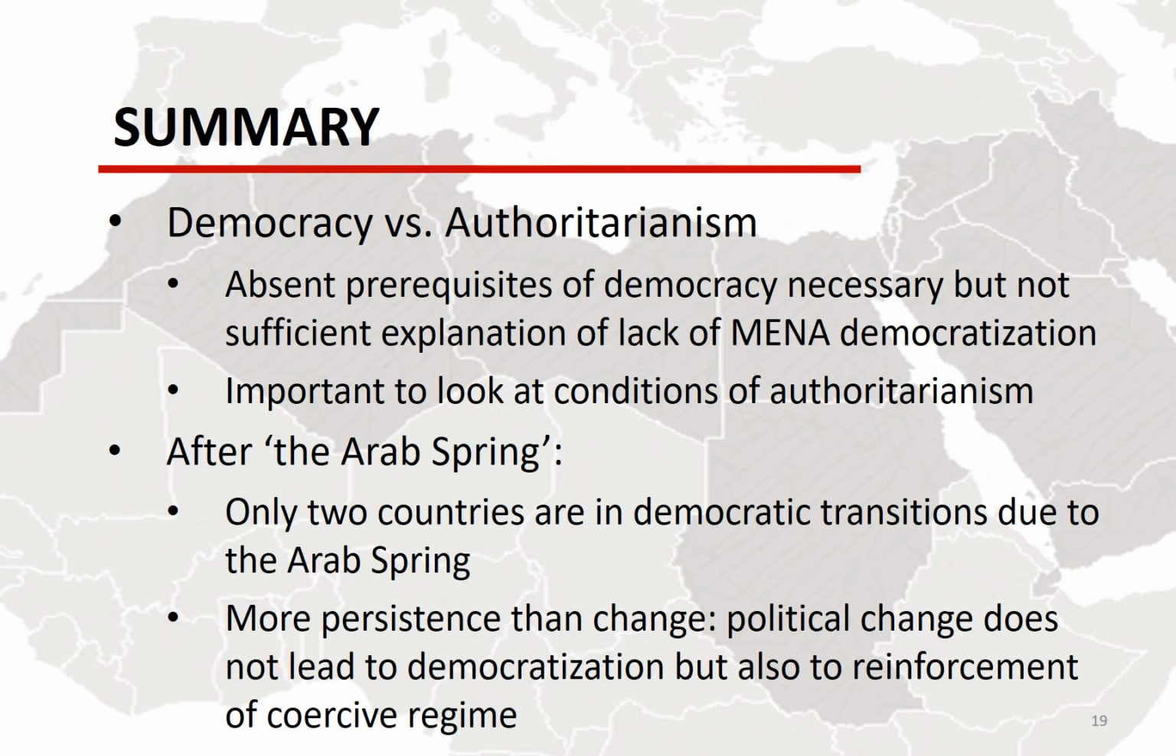So let's look at democracy versus authoritarianism. You can say that absent prerequisites for democracy is a necessary but not sufficient explanation of the lack of democratization. If there's any takeaway I want you to take from this lecture, it's this. It's very important to look at the conditions of authoritarianism. So no debate on how democracy is doing or not doing should be going on without actually looking at the conditions of authoritarianism. And then after the Arab Spring, we really haven't seen many countries in democratic transition, Tunisia being the most prominent example. And we see overall more persistence than change. So political change does not lead to democratization, but also reinforces a coercive regime. And that then obviously differs from country to country.